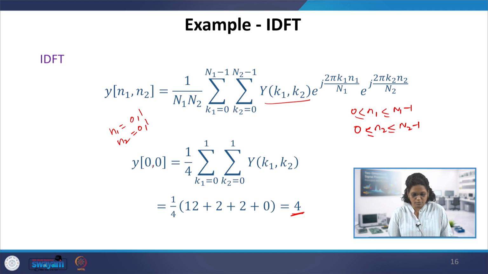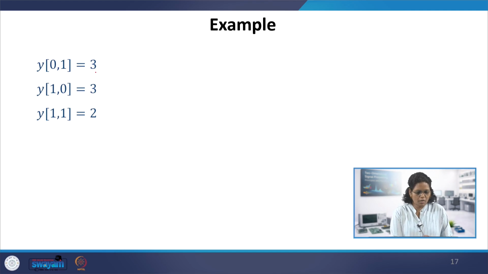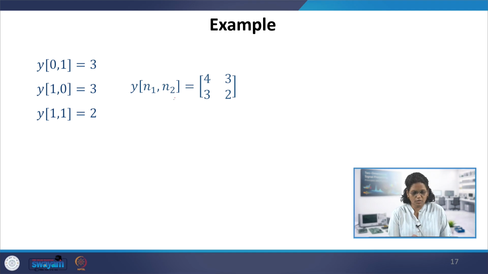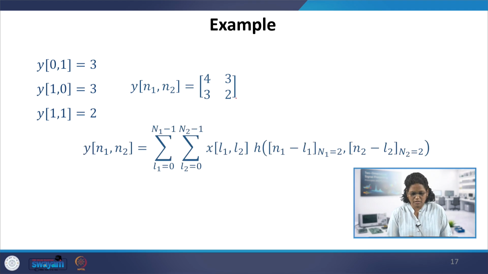First one is 4, y of 0 comma 0, and y of 0 comma 1 is 3, and if you obtain y of 1 comma 0, it is 3, and y of 1 comma 1 is 2. So we get it through the equations. So y of n1 comma n2, the sequence, is 4, 3, 3 and 2. So what is this sequence that we get from the frequency domain samples? This is nothing but the circularly convolved sequence of x and h. Okay, so if you take these two-dimensional sequences x and h and circularly convolve them, you would result in this sequence, that is y of n1 comma n2, which can also be related with the DFT.